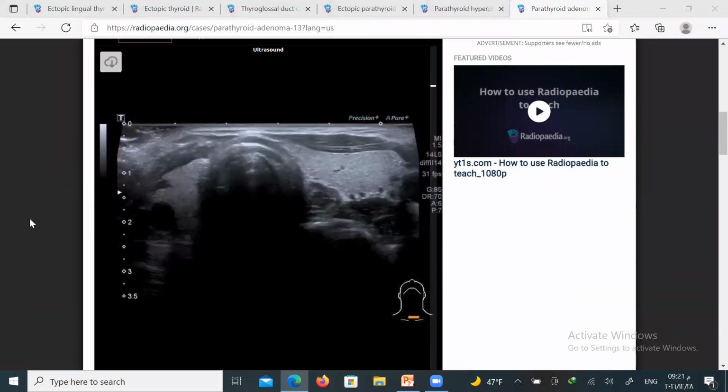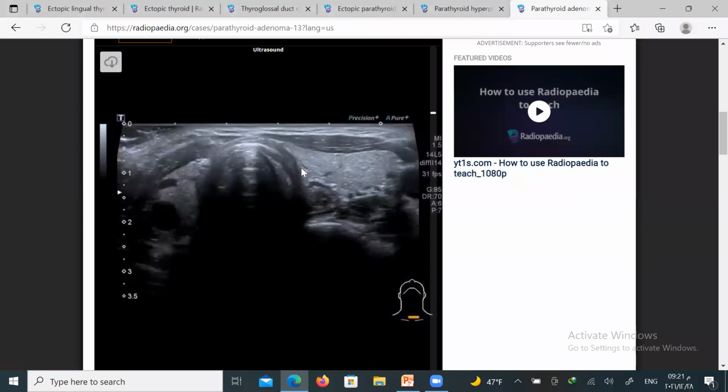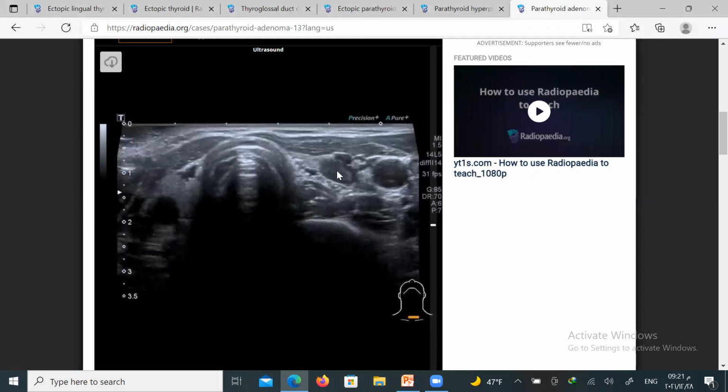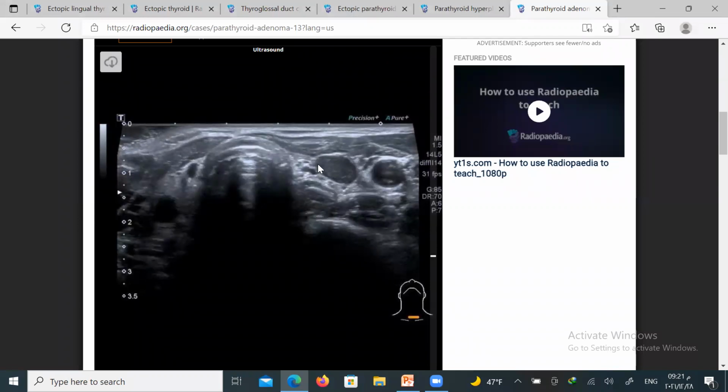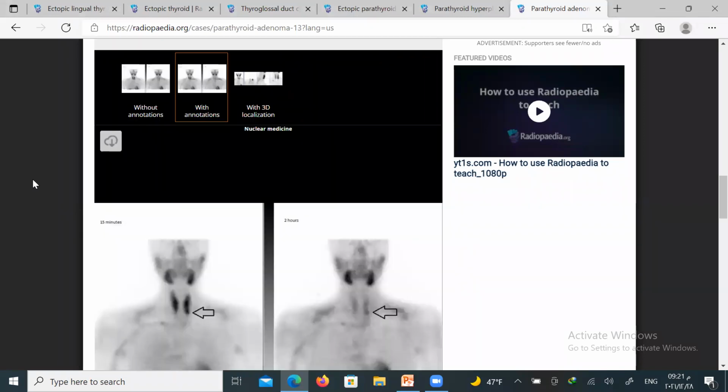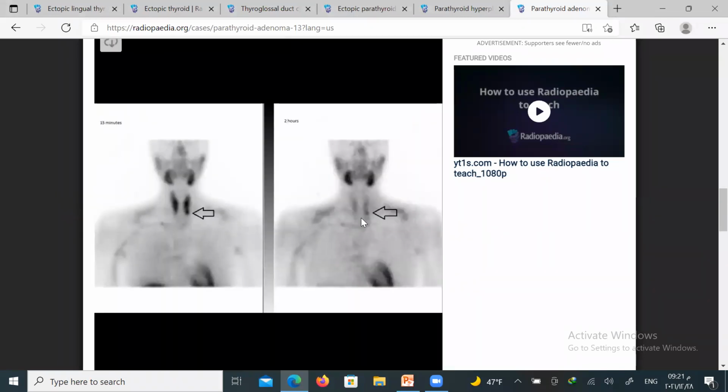There is a parathyroid adenoma seen by ultrasound. This hypoechoic nodule is the parathyroid adenoma. On scintigraphic study, it is confirmed in this site, in the left inferior parathyroid region.